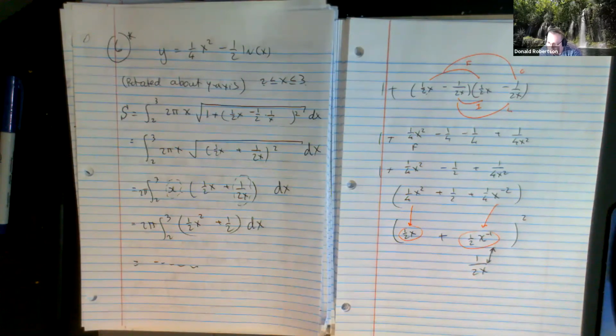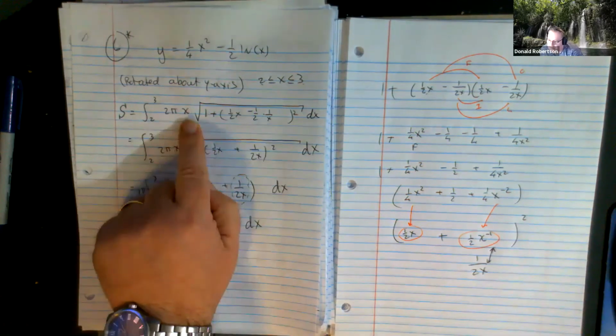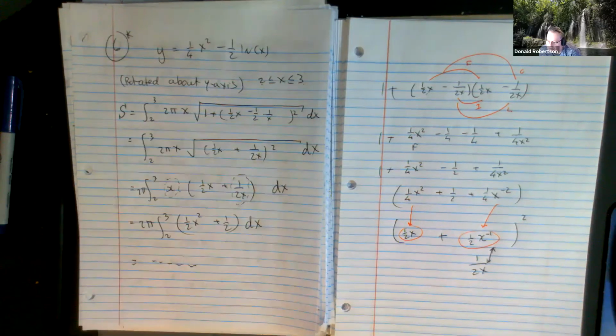Are we comfortable about the adapted formula to take into account rotating about the y-axis? You just change the f of x at the beginning to an x. Any questions about that, or are we comfortable with the process? Okay, I nod. I like nods.